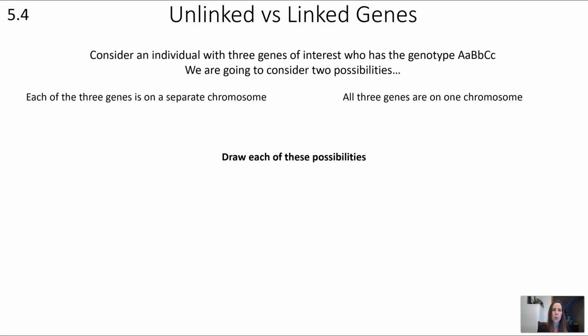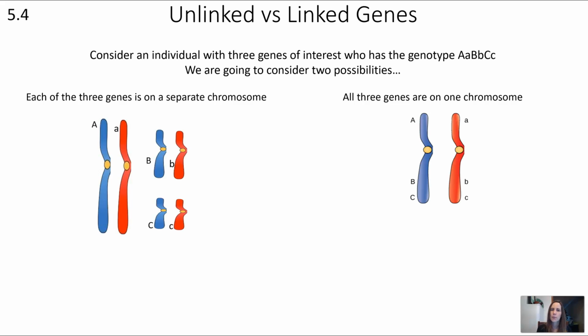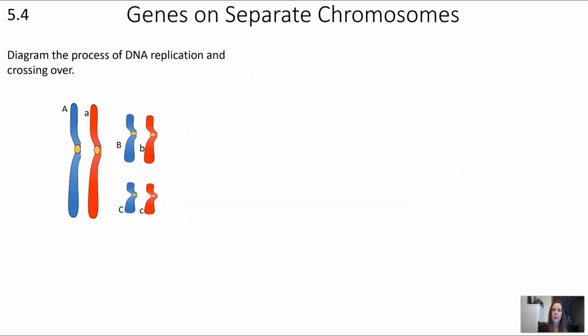We're going to consider 2 possibilities. What if each of these 3 genes is on a separate chromosome, and what if all 3 genes are on 1 chromosome? And so I want you to draw each of these possibilities, assuming we're talking about a diploid individual. So in the case of the 3 genes being on separate chromosomes, we would have 3 homologous pairs of chromosomes, whereas if all 3 genes are on one chromosome, we would only need to have 1 homologous pair. Let's focus on the example of genes on the separate chromosomes first.